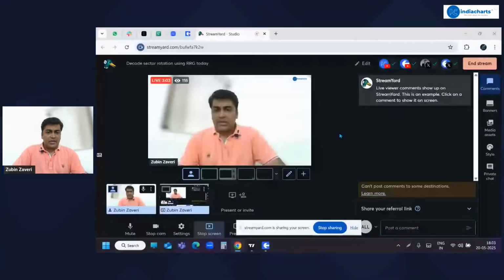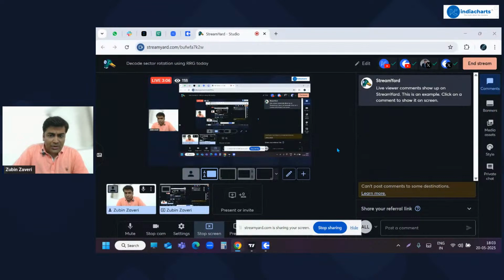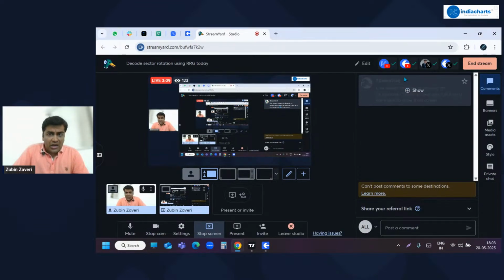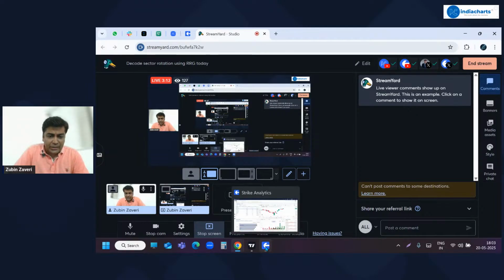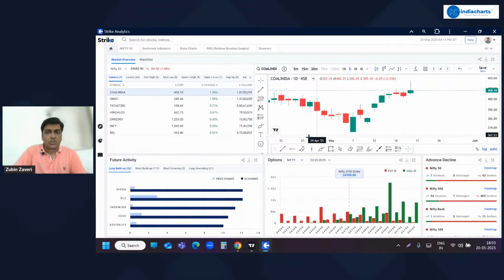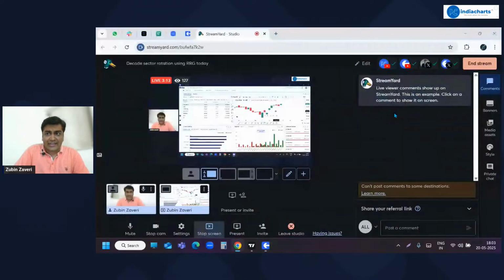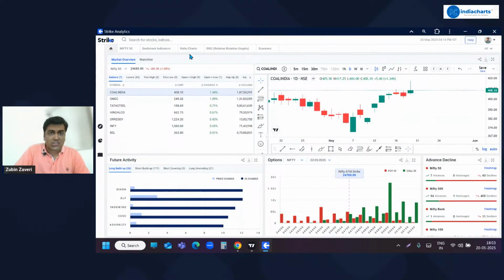Entire screen share. Okay, I hope you guys can see my screen well. Let me also get into our homepage, web.strike.money. For those who have joined and do not know what Strike Analytics is, Strike Analytics is a tool by India Charts, and this tool has lots and lots of data you can analyze. It has graphs, charts, ratio charts, and RRG. There are many ways you can analyze your data.